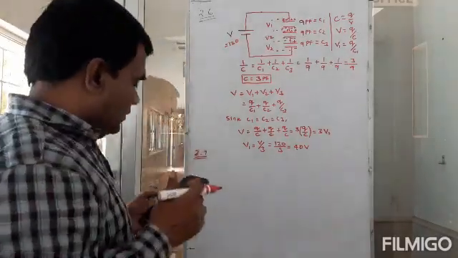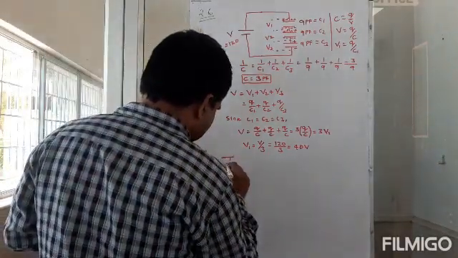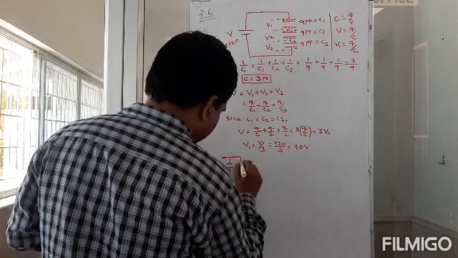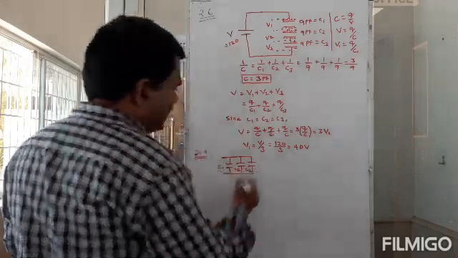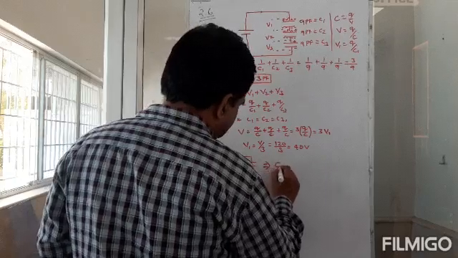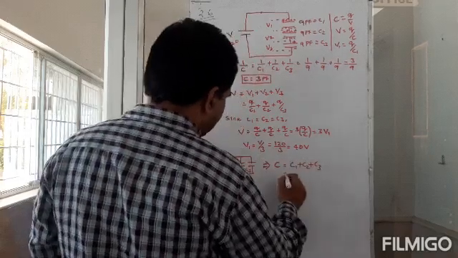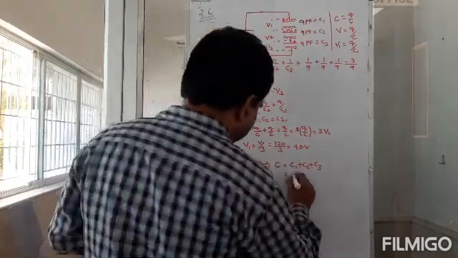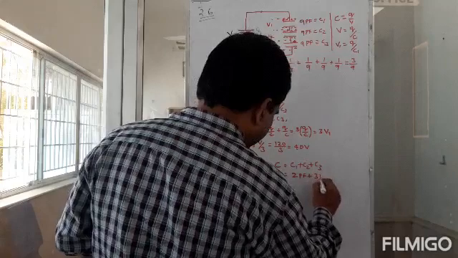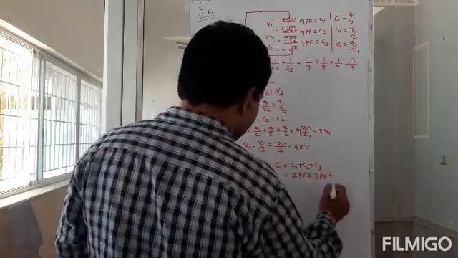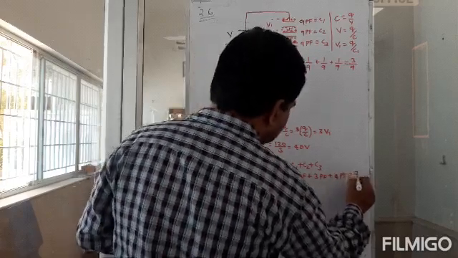2.7. If I connect capacitors in parallel, C1, C2, C3, then we saw that the effective capacitance C was equal to C1 plus C2 plus C3. So what is C1? C1 is 2 picofarad, and C2 is 3 picofarad, and C3 is 4 picofarad. So that is equal to 7 plus 2, 9 picofarad.